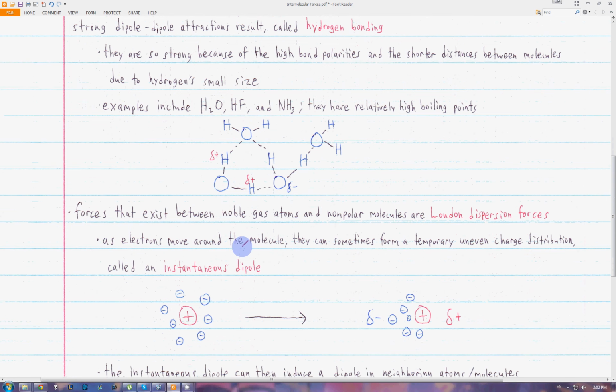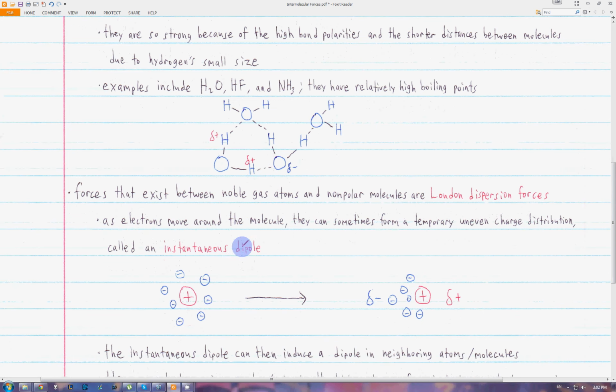So in noble gas atoms and nonpolar molecules, there are no dipole-dipole attractions, so they are held together by what's called London dispersion forces. So the electrons are moving around the molecule randomly, but sometimes they can form a temporary uneven charge distribution.